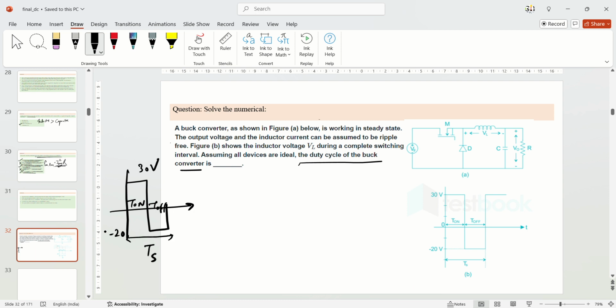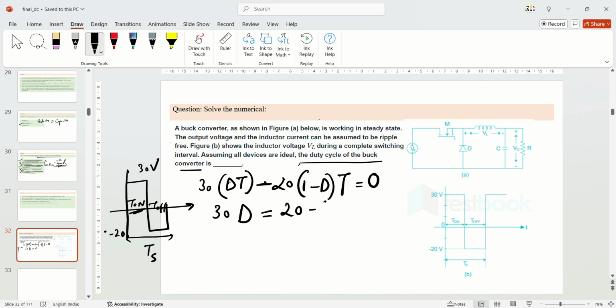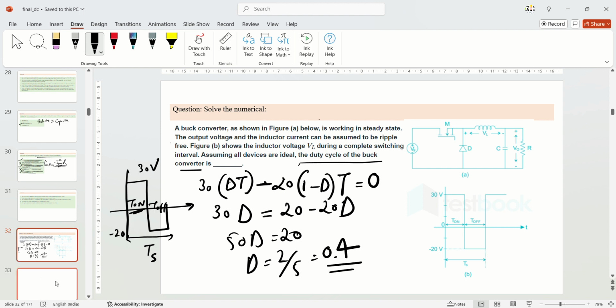So here you just have to use the power balance equation: 30 multiplied by T on, which is dT, plus minus 20 multiplied by (1 minus d) times T is equal to 0. So 30d is equal to 20 minus 20d. 50d is equal to 20. So d will come out to be 2 by 5, that is 0.4. So the duty cycle will come out to be 0.4.